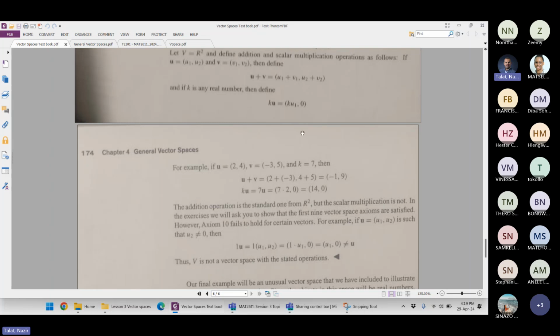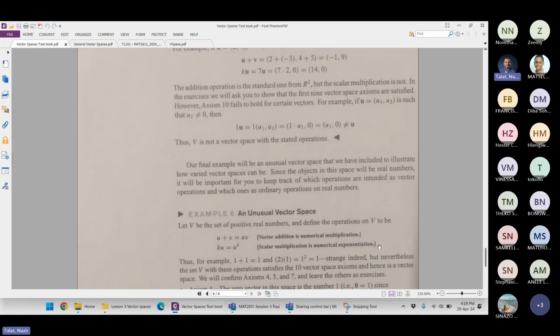On the other hand, you can check that the other 9 axioms are satisfied, but axiom number 10 doesn't hold for the set V equal to R square under these two operations, vector addition and this scalar multiplication. And you know that if any one axiom is not satisfied, then we conclude that V is not a vector space with that stated operation.